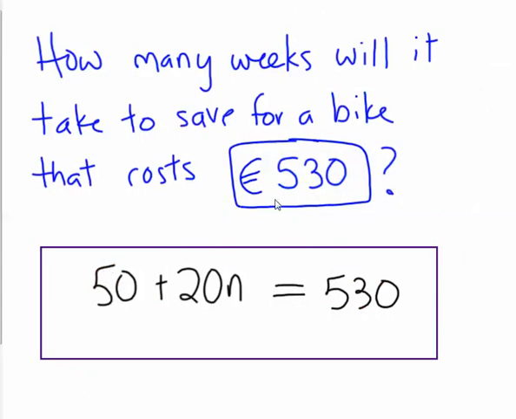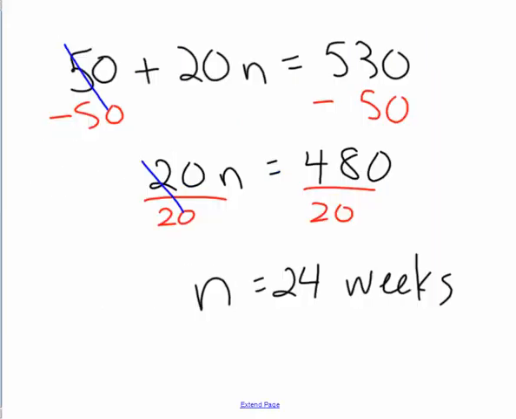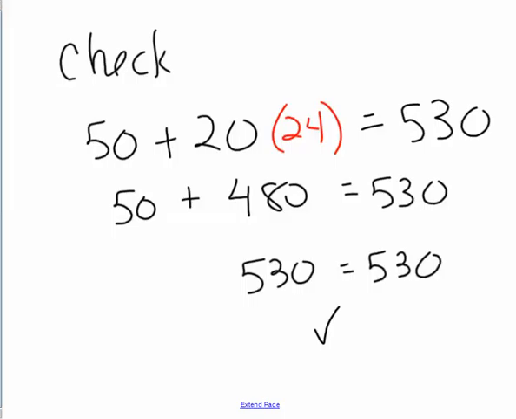And then we said, what if the bike costs 530 euro? How many weeks would that take? So now we had to actually solve an equation. The first thing we did was subtract 50 from both sides to see what 20n equals. And then you guys knew to divide both sides by 20. We got 24 weeks to save the money, and then we checked it. 20 times 24 is 480, and we add the 50, and now we have enough money for the bike.